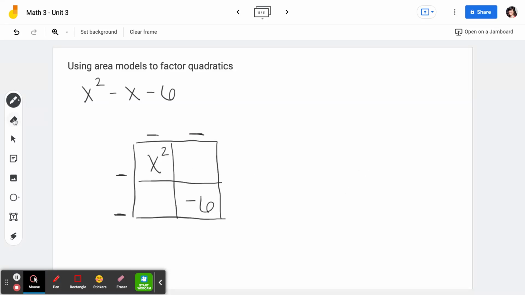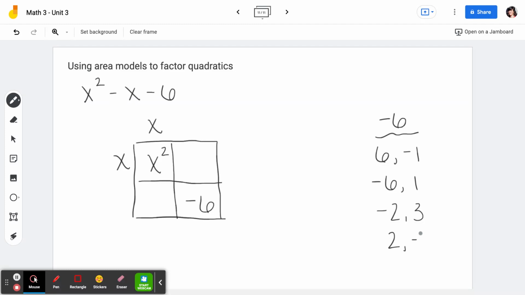Sometimes there's only one option and it's easy. Sometimes there's many options and we have to guess and check a few times to make sure that we have the correct term in the middle. The only way to get x squared, to break it down, is x times x. So we know for sure that that's what's going to go there. Now, if we think about negative 6, we could get negative 6 a couple different ways: 6 times negative 1, negative 6 times 1, negative 2 times 3, or 2 times negative 3.